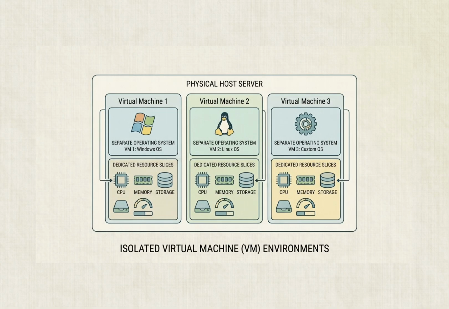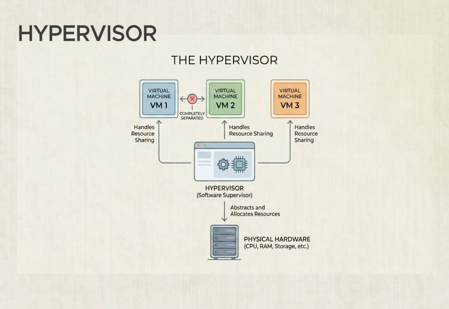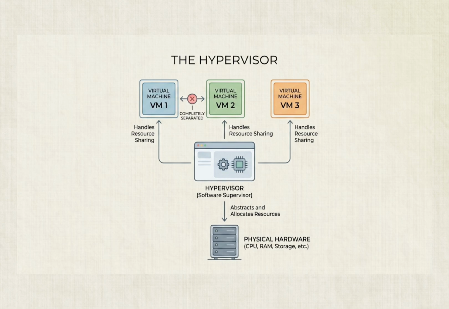Each stall, or virtual machine, gets its own dedicated slice of the computer's CPU, memory, and storage, and runs its own separate operating system. All of this is managed by a software supervisor called a hypervisor, which handles the sharing of physical hardware while keeping the environments completely separated.